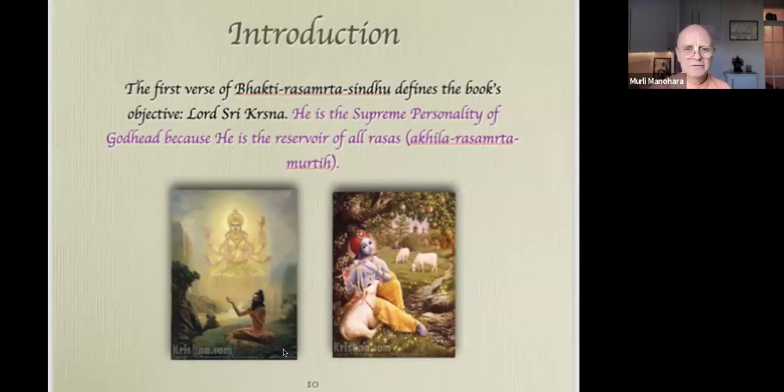So we have this picture of Lord Narayana here. He's in his creative role, worshipped with awe and reverence. Now when he's at home, he wonderfully manifests his sweet personality and rasa. Therefore Rupa Goswami uses this term and addresses Vrindavan Krishna as Akhila-rasamrita-murti. This is the objective of Bhakti-rasamrita-sindhu. This is what he's speaking about.